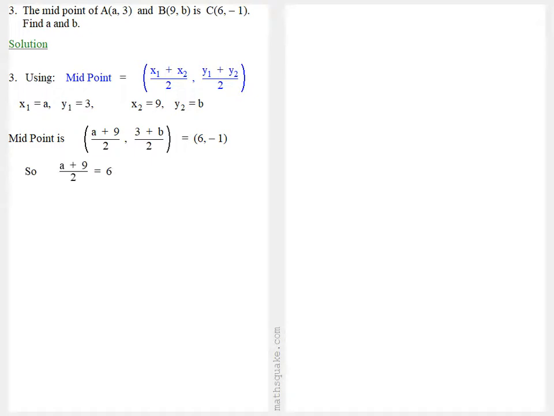Now that gives us (a plus 9) over 2 is equal to 6. And if we double both sides, that gives us a plus 9 equals 12. Subtract 9 and we get a is equal to 3. If we look at the y coordinates, (3 plus b) over 2 is equal to minus 1. So 3 plus b is equal to minus 2. If we subtract 3, b is equal to minus 5. So our answer is a is equal to 3 and b is equal to minus 5.